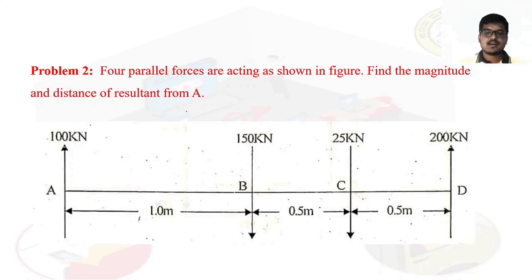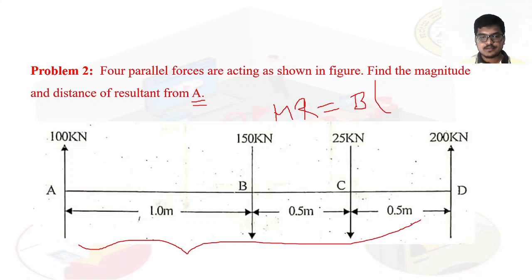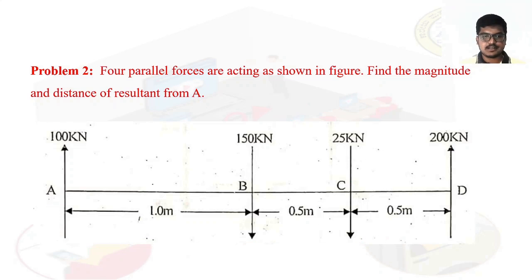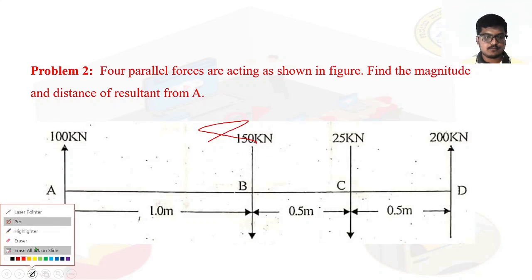Here also the same concept. We have to find the resultant, then apply Varignon's theorem, that is, the moment of the resultant about A is equal to the sum of the moments of B, C, D about A, each force into its distance from A. So C is 1 plus 0.5 plus 0.5, for the 200 kilonewton force. Okay, I'll show you.